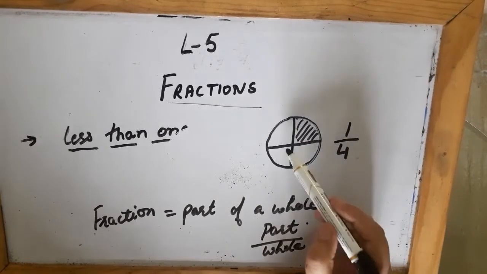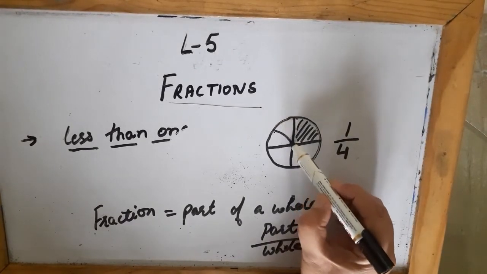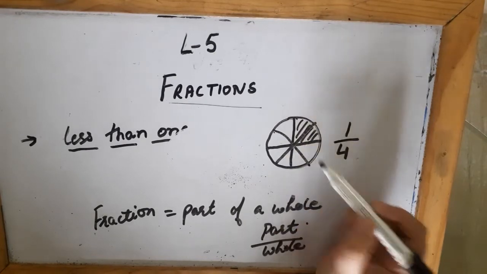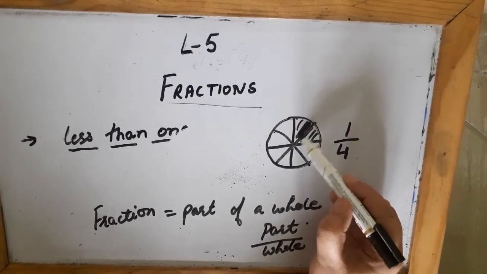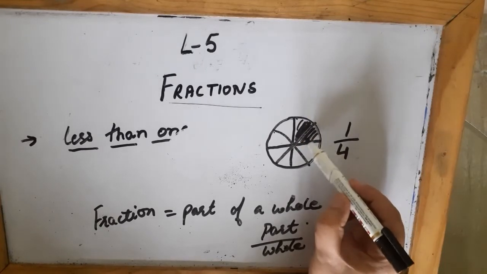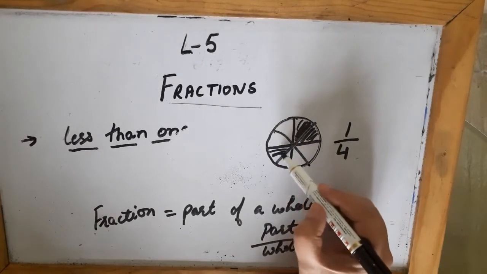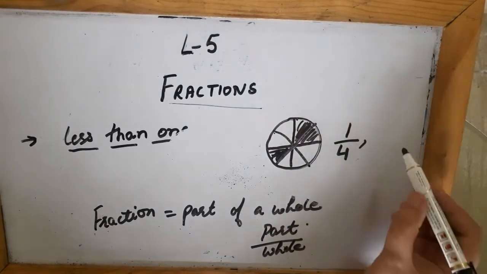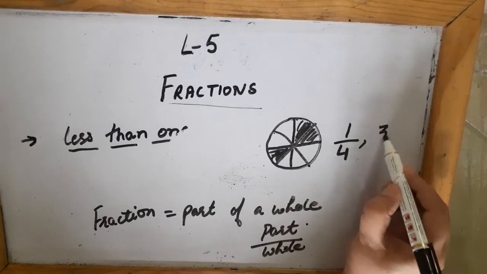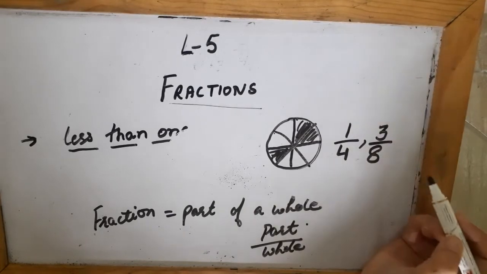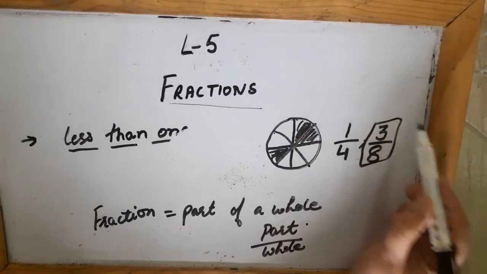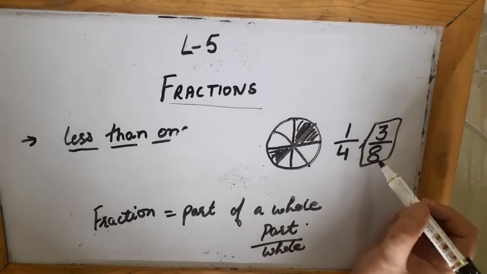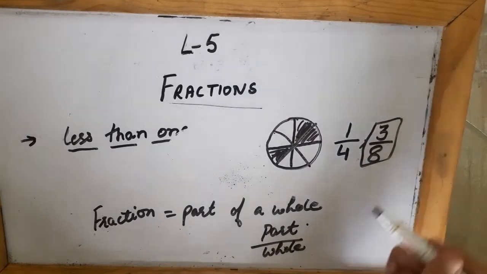Now suppose in the pizza you have 8 parts. So I have divided this pizza into 8 parts, and you give this part to your friend, this part to your friend, and this part also to your friend. So how much have you given to your friend? You have given 3 parts out of total 8 parts. So this 3/8 is a fraction, and it represents a number which is less than 1.